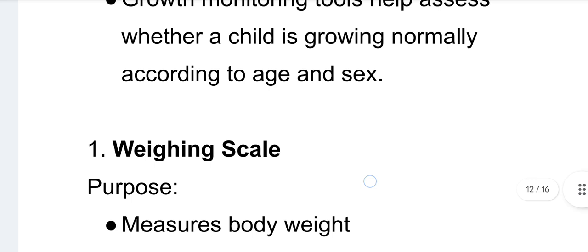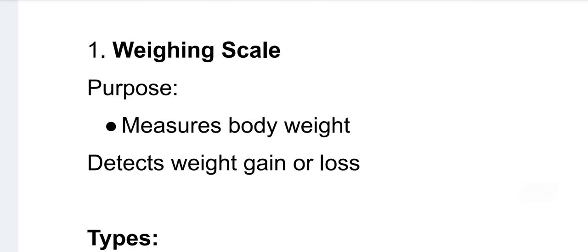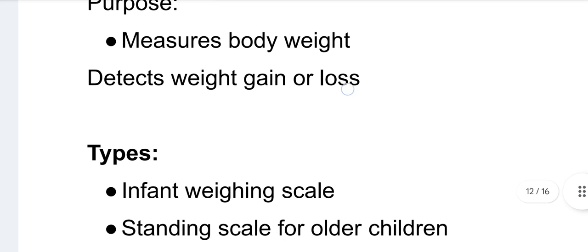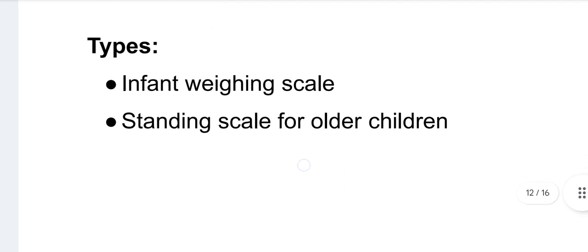So we have the weighing scale. This weighing scale is just there to measure body weight. It can detect weight gain or loss. And we have different types of weighing scales. We have the infant weighing scale, and we also have the standing scale for older children, whereby the child just stands on the scale. But for infants, their weight is still not that massive, so you can put them on a spring balance and then you measure their weight.